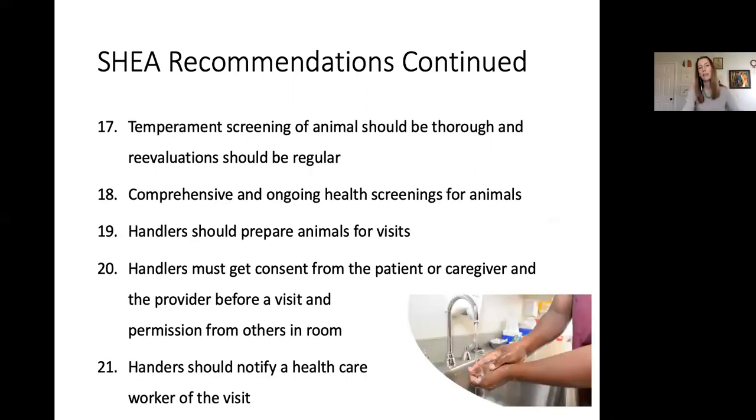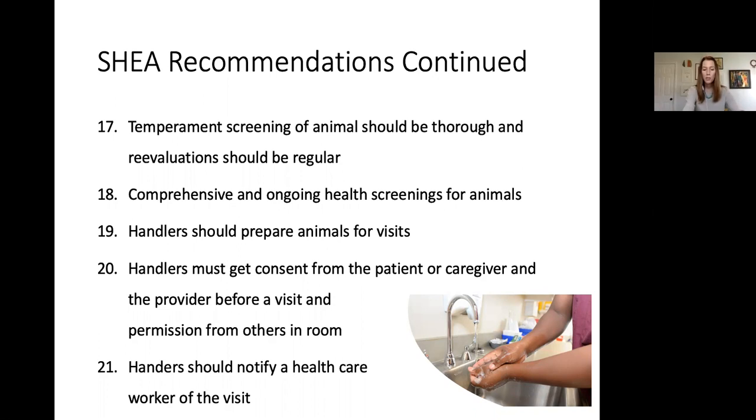Animals have personalities and they have their own desires, and so just because they enjoyed therapy the first time they went out doesn't mean they're going to enjoy it forever. So a screening of the therapy animal temperaments and their behaviors should be an ongoing thing. It shouldn't just happen one time and then they're let loose within a program.